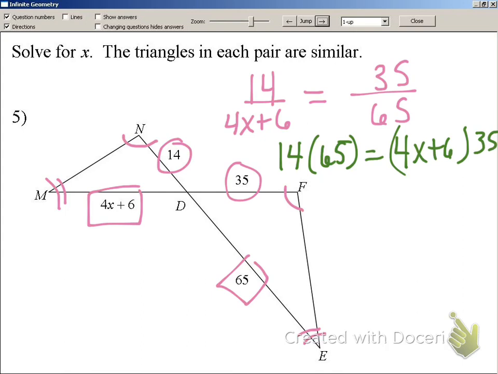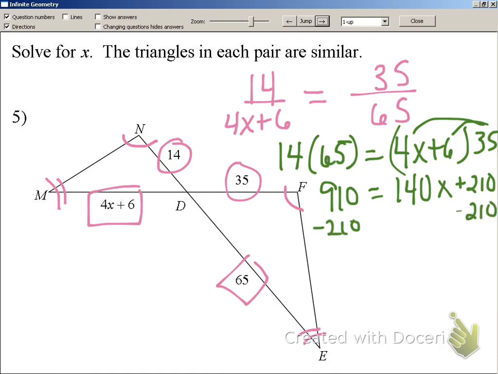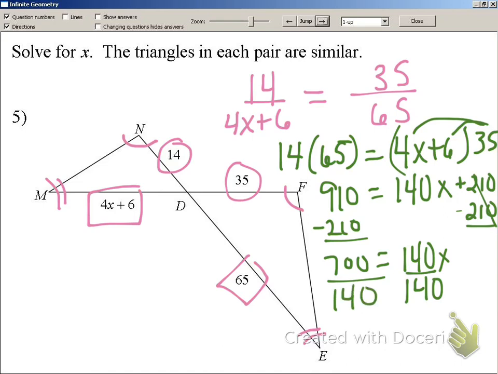We solve the equation. 14 times 65 equals 910. I'm going to distribute 35 to 4x and 6. So 4x times 35 gives us 140x. And 35 times 6 gives us 210. To solve the equation, I need to subtract 210 from both sides. So 910 minus 210 is 700. And that equals 140x. Divide by 140 on both sides. Remember, if it terminates, we can leave it as a decimal. If it does not terminate, we want to leave it as an improper fraction. But in this case, x equals the whole number 5. So we're good.